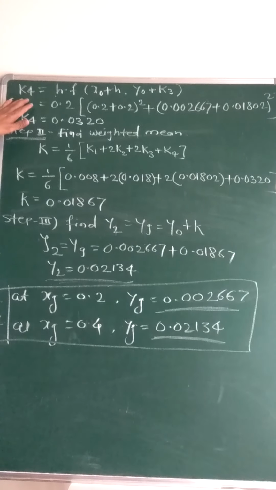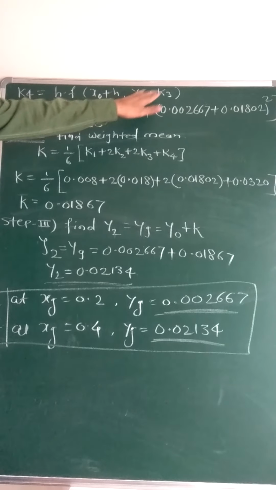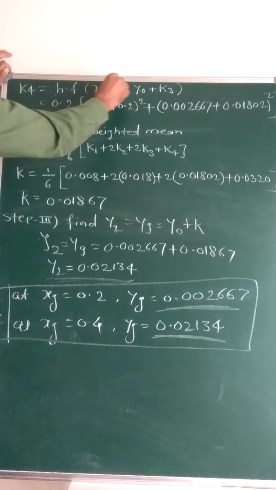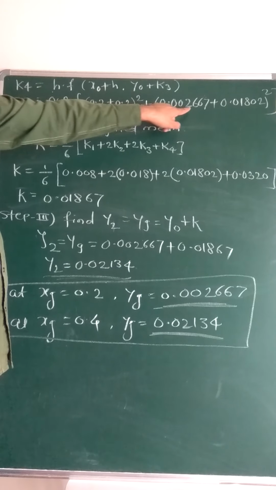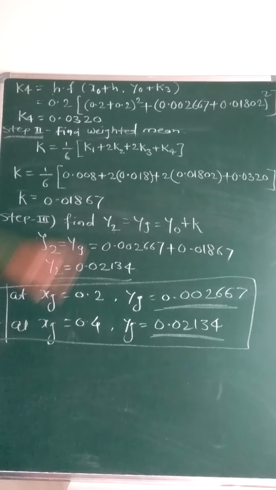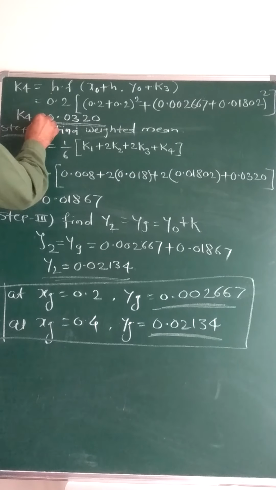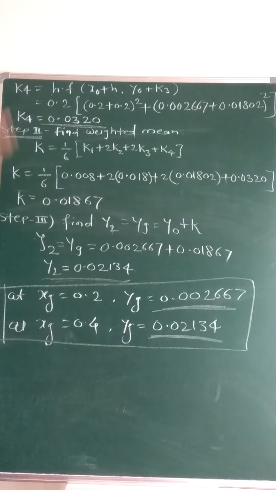Now the last value is k4. k4 is equal to h into f of x0 plus h, y0 plus k3. h is again 0.2, x0 is 0.2, h is 0.2 bracket square plus y0 0.002667 plus k3 is 0.01802 bracket square. Therefore k4 is equal to 0.0320.